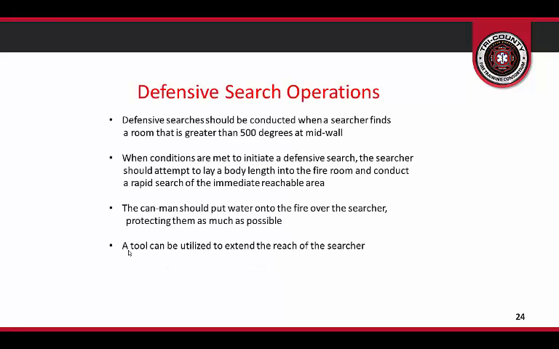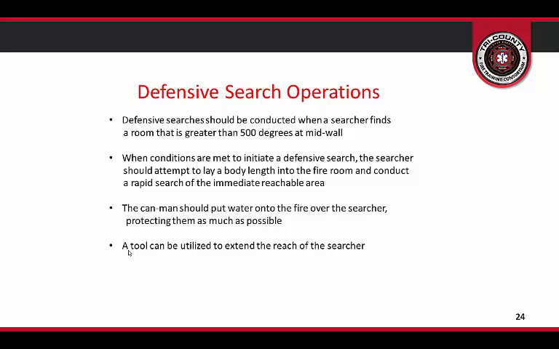Defensive search operations. So we practice this at live fire, doing the read, doing our 5 Ls. It should be conducted when the searcher finds a room that's greater than 500 degrees at mid-wall. So we take that same scenario, and when Eric opens the door, he gets 500 degrees at mid-wall. He says this is not a workable operation, and we go defensive.